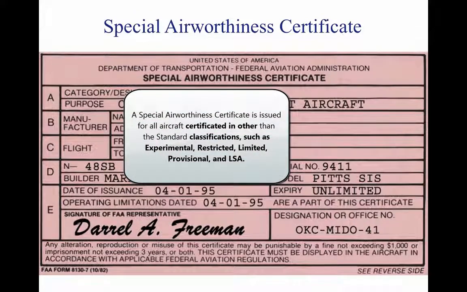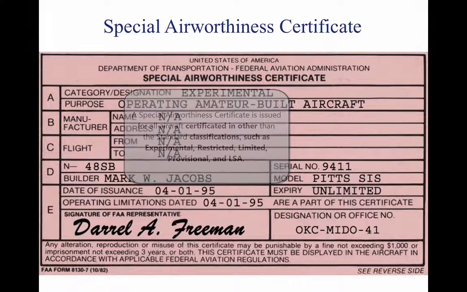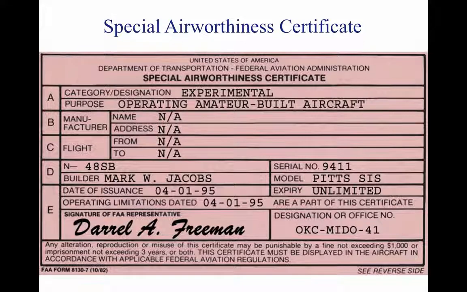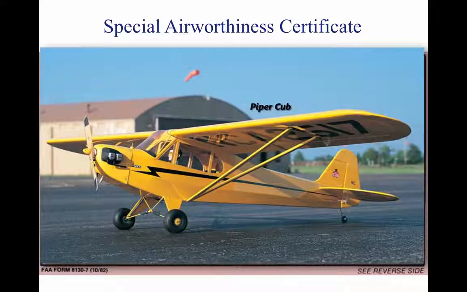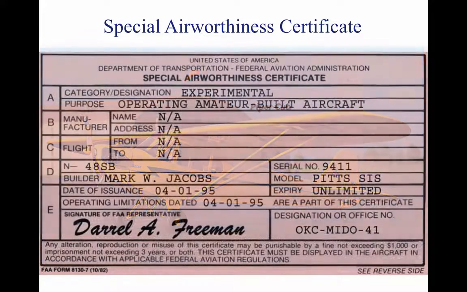A special airworthiness certificate is issued for all aircraft certificated in other than the standard classifications, such as experimental, restricted, limited, provisional, and LSA. LSA receive a pink Special Airworthiness Certificate. There are exceptions. For example, the Piper Cub is in the new LSA category, but it was certificated as a normal aircraft during its manufacture.